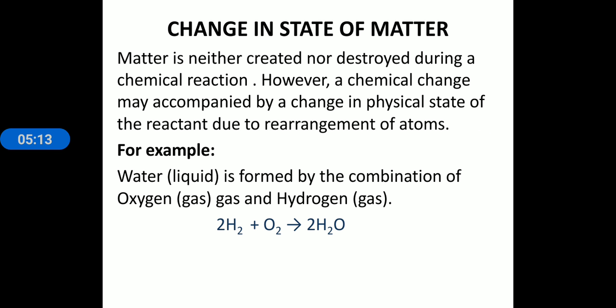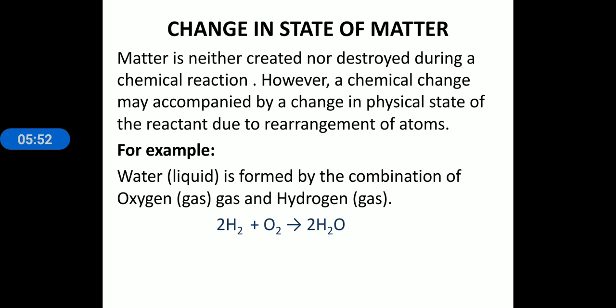Matter is neither created nor destroyed during a chemical reaction. However, a chemical change may be accompanied by a change in physical state of reactants due to rearrangement of atoms. Dear student, whenever a chemical change takes place, atoms rearrange themselves to make new products. Only the form of matter changes from one state of matter to another state of matter. However, the total amount of reactants and total amount of products is equal.